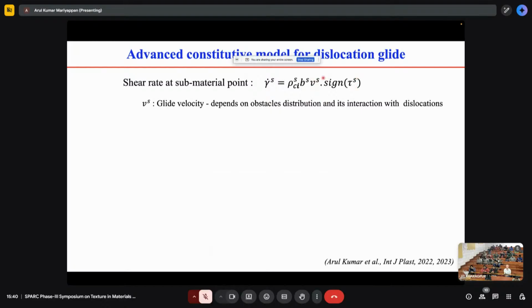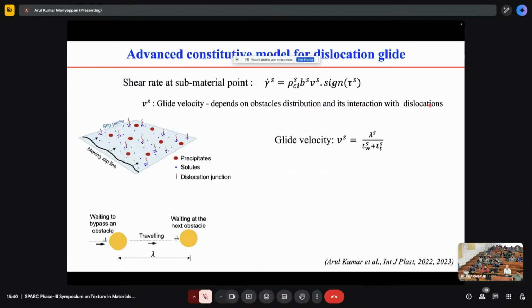So the v_s we have is called the glide velocity. The glide velocity depends on the microstructure. Specifically, the glide velocity depends on the obstacle distribution and its interaction with the dislocation. Okay, schematically, I'm going to show that.